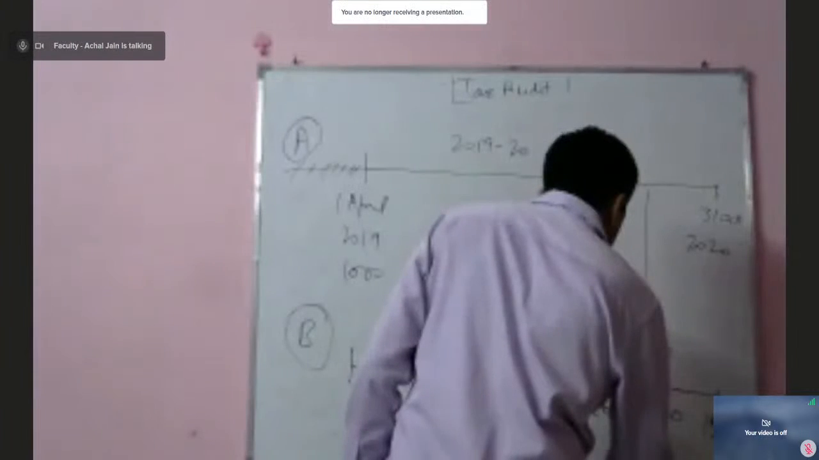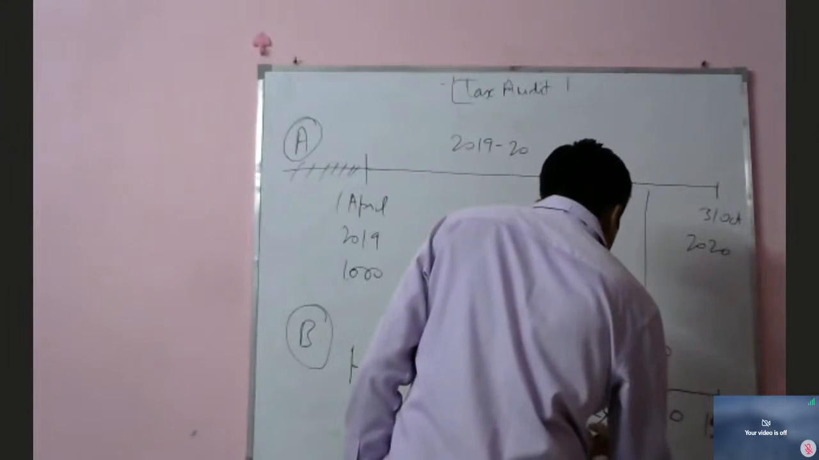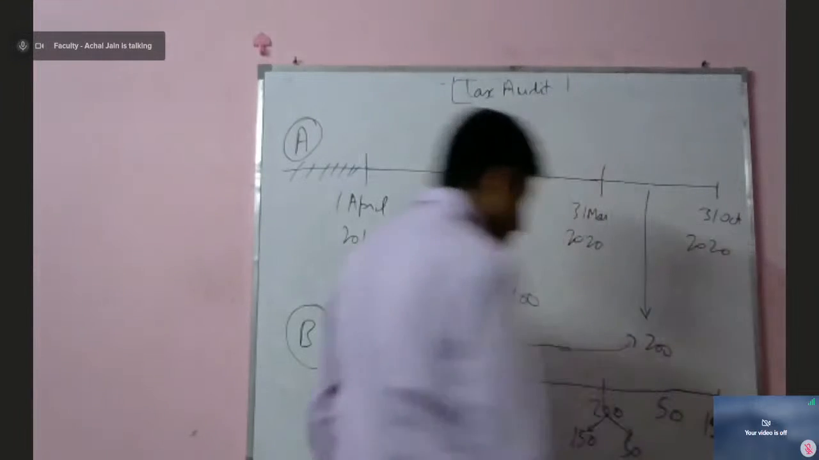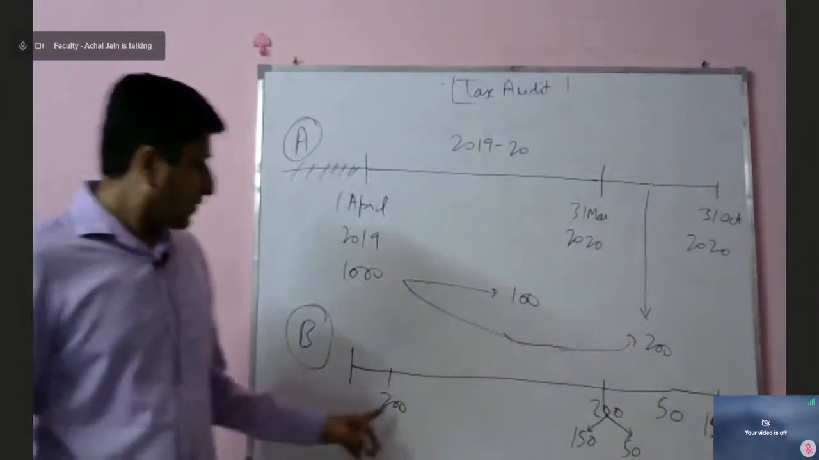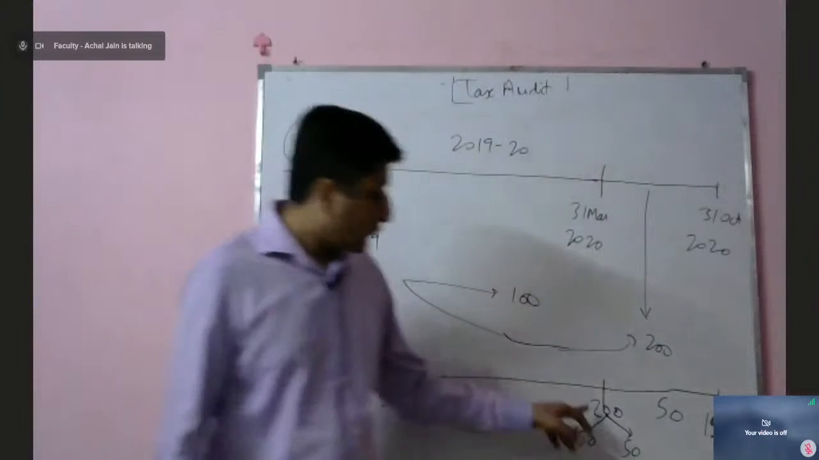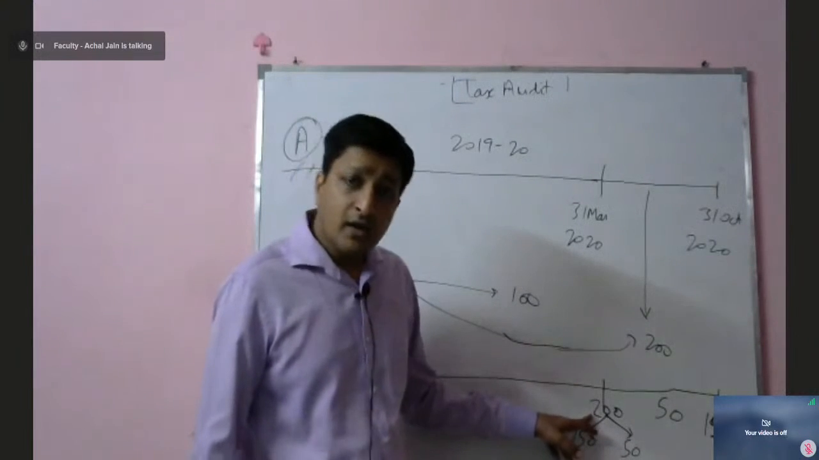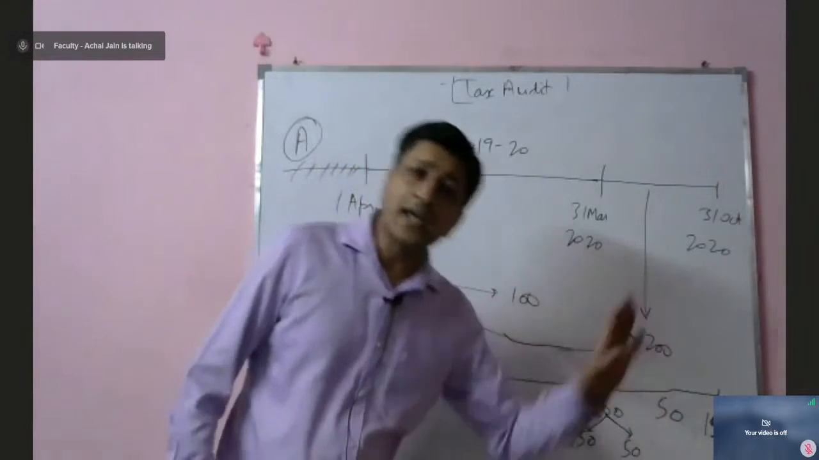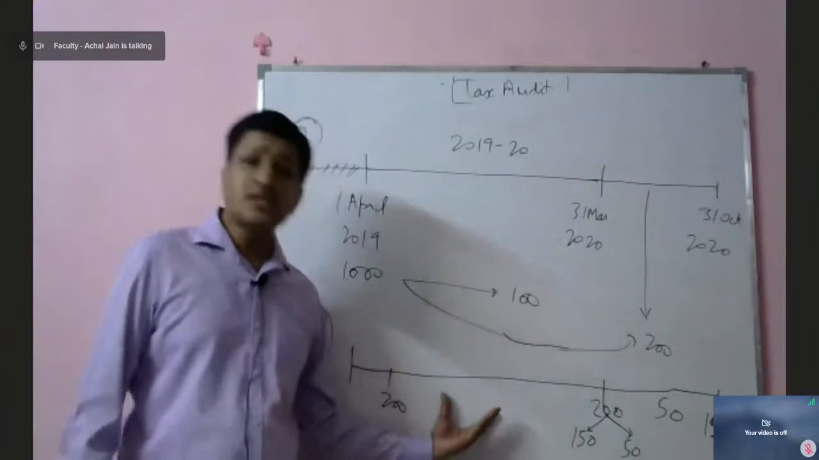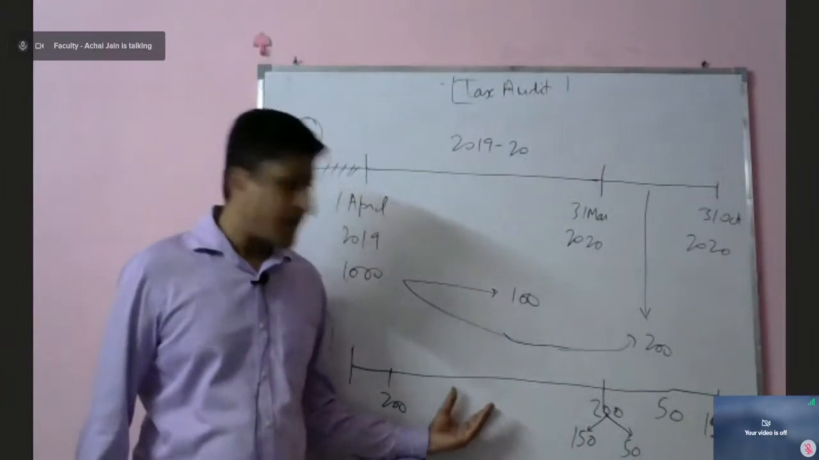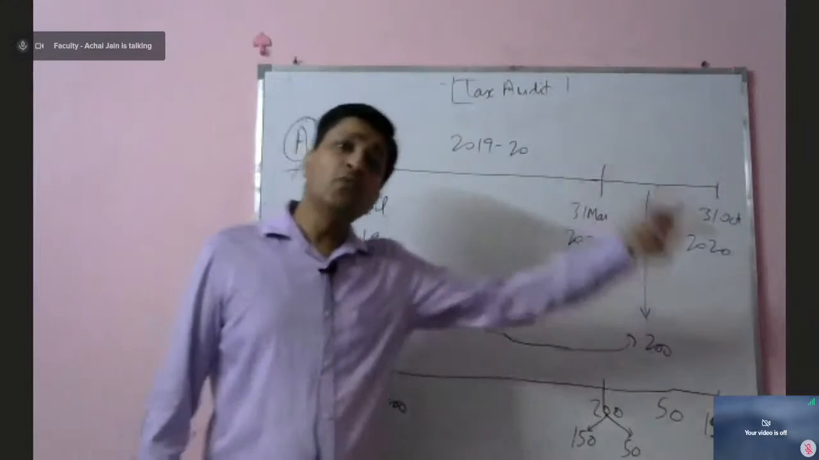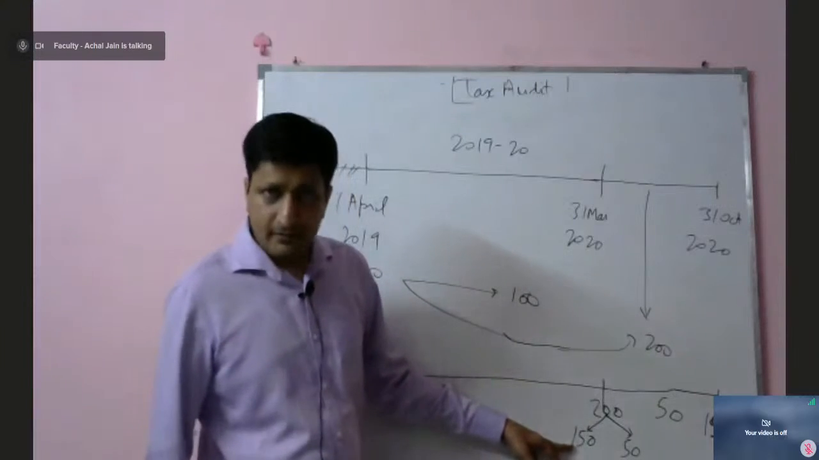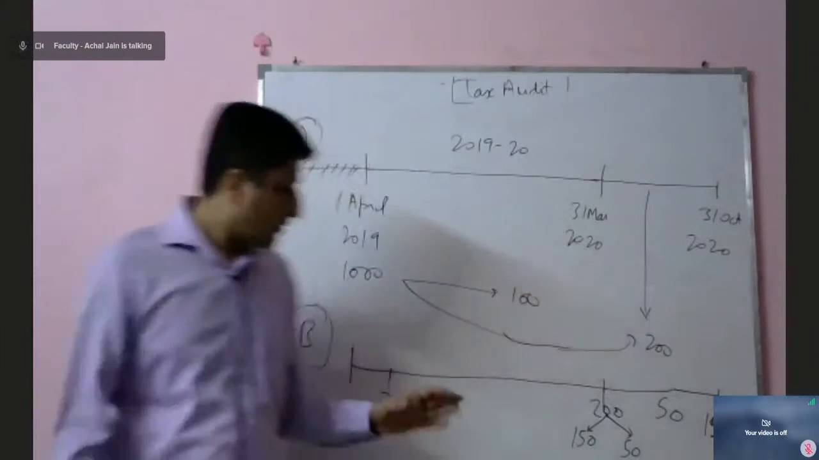Out of this 200, there are two parts, 150 and 50. 50 out of this 200 is also appearing on the last day of the previous year. Out of this 200, 50 is already paid and allowed for this previous year itself. That's why this 50 will not move on to the next year, but out of this 200, 150 is outstanding. This has not been allowed for this previous year.